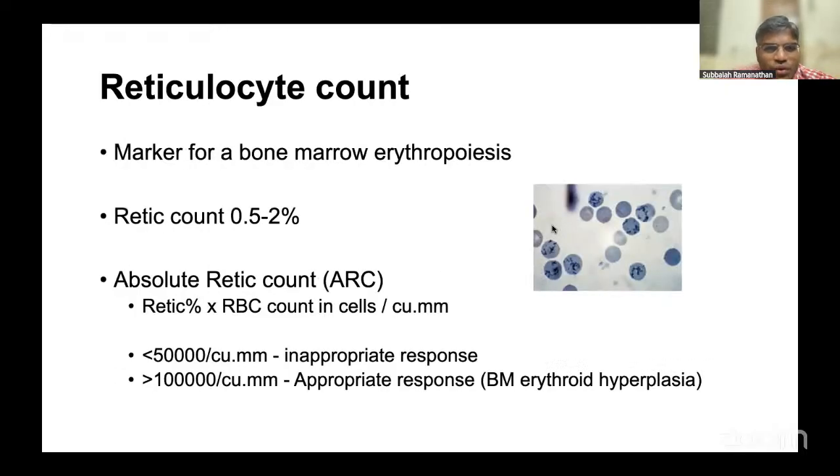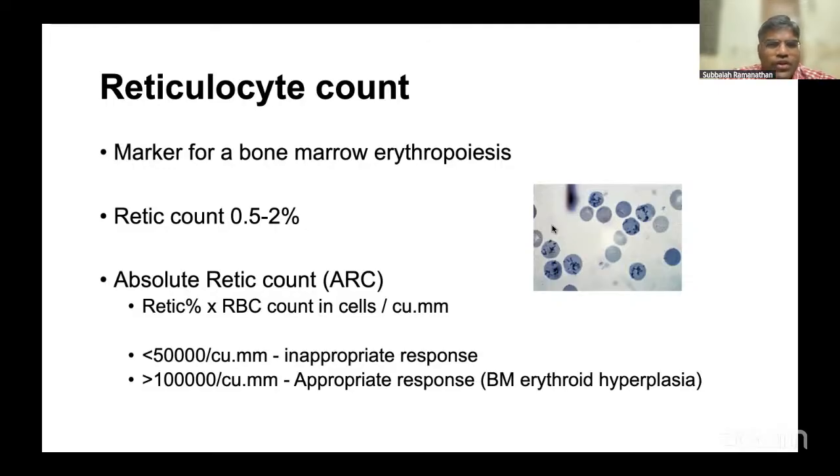The reticulocyte count is the surrogate for bone marrow erythropoiesis, a marker, and normal is 0.5 to 2% when the hemoglobin is normal. That is 12 to 15 in females, 13 to 15 in males, and maybe 11 to 15 in pregnancy. And when the retic count is low, you say it's inappropriately low, and when it's high, it's appropriate.